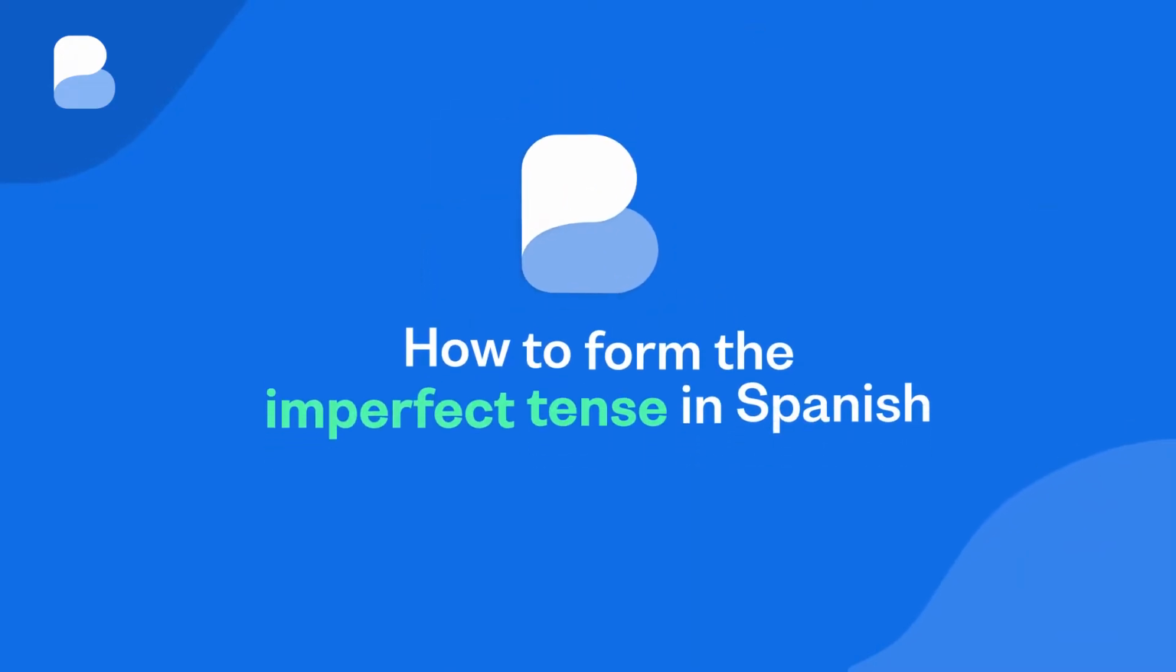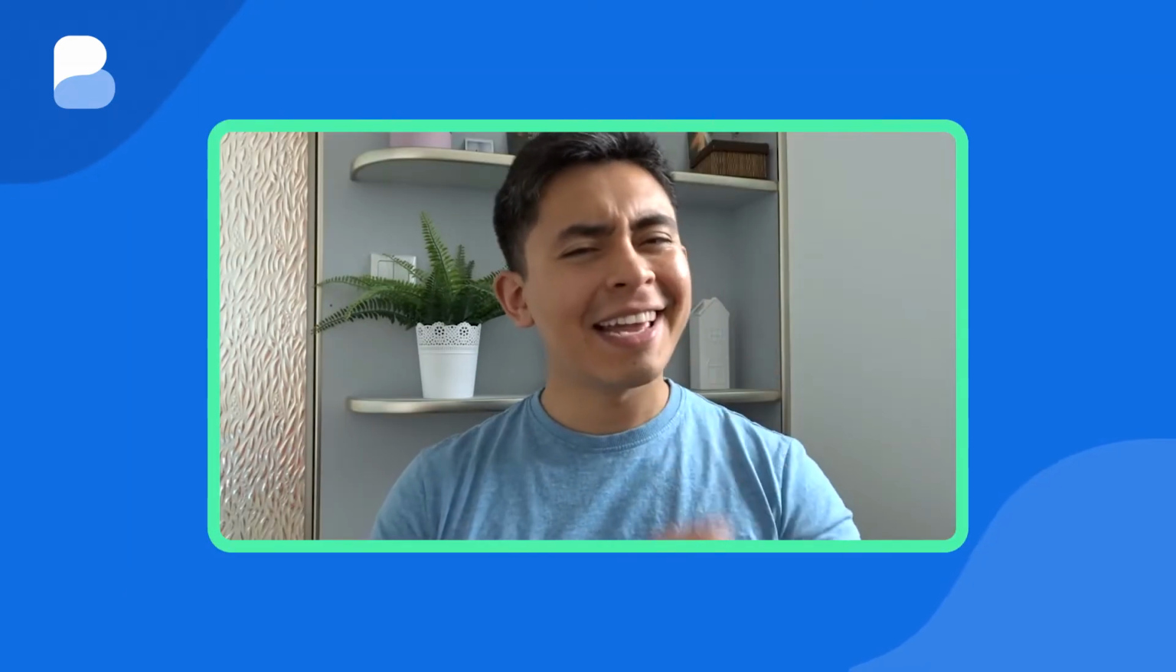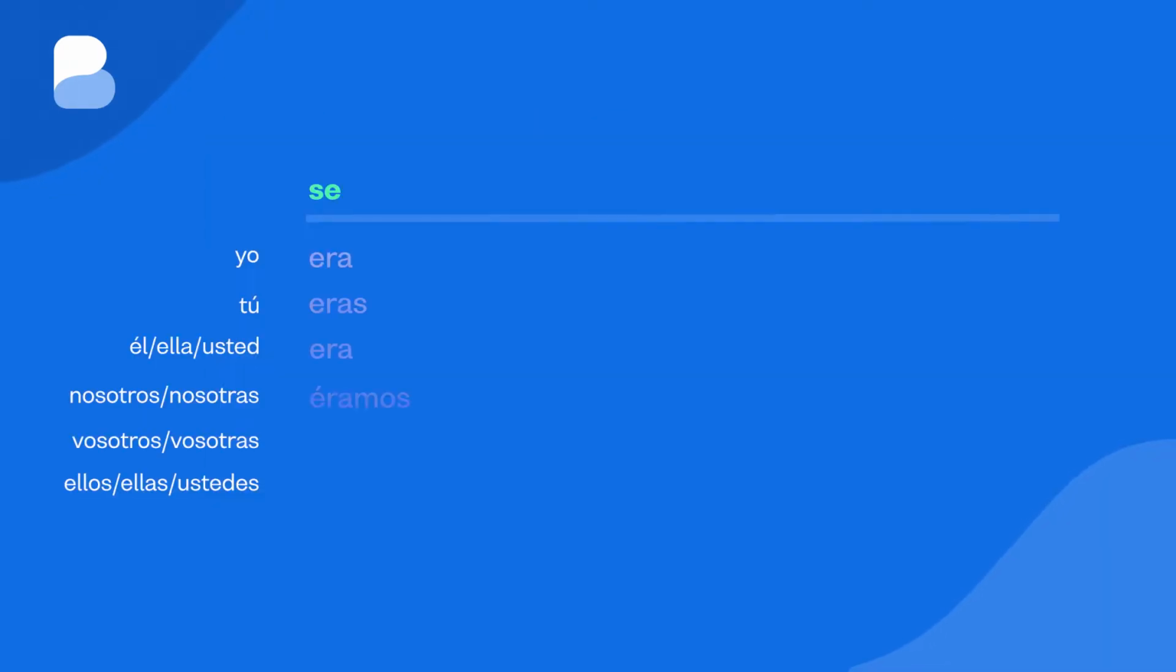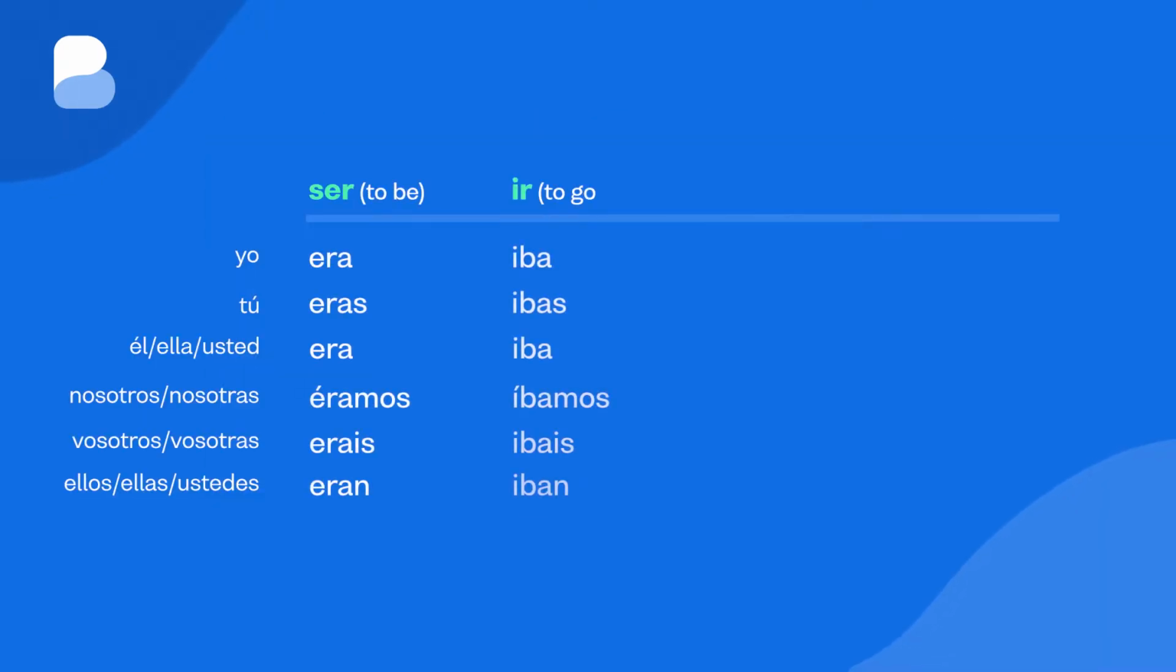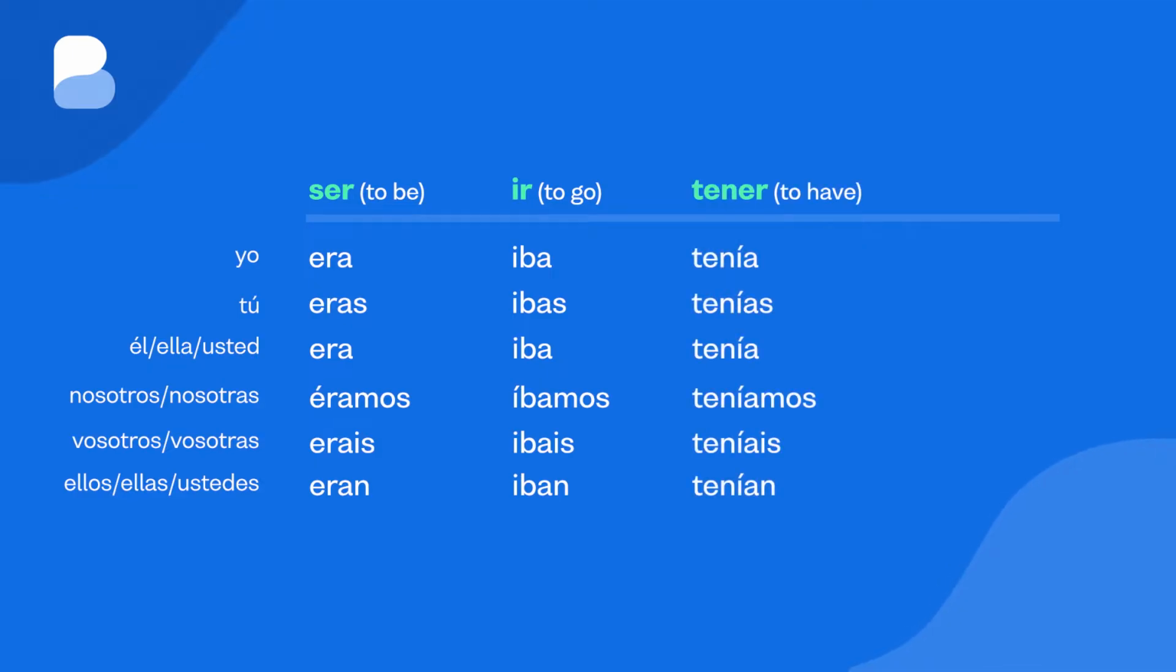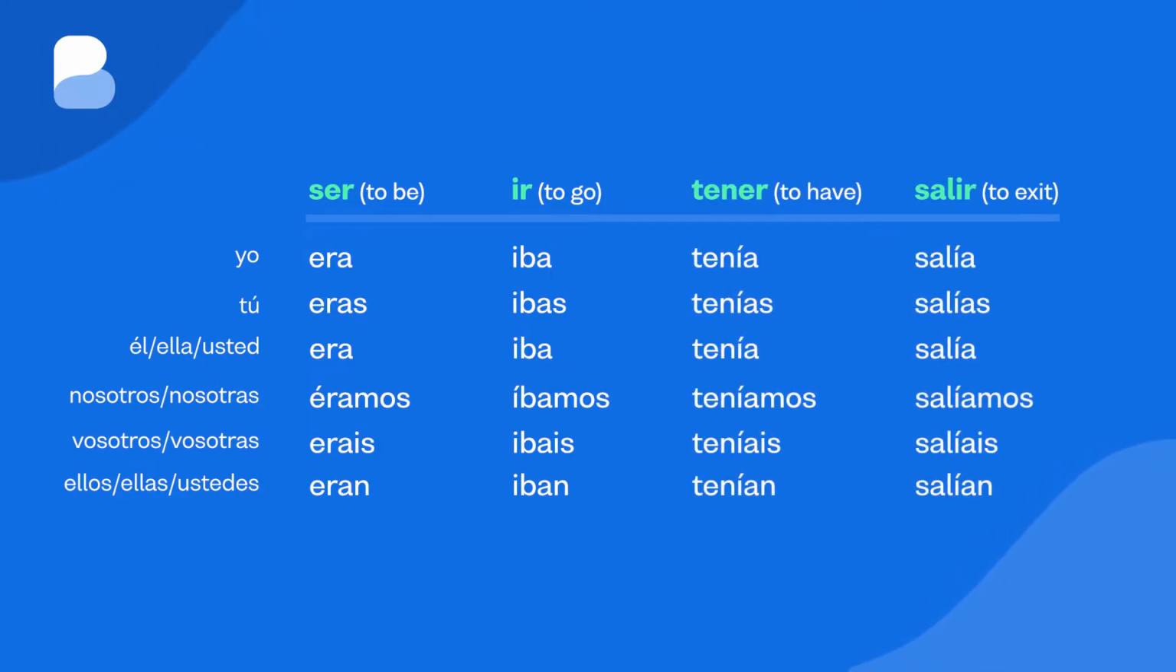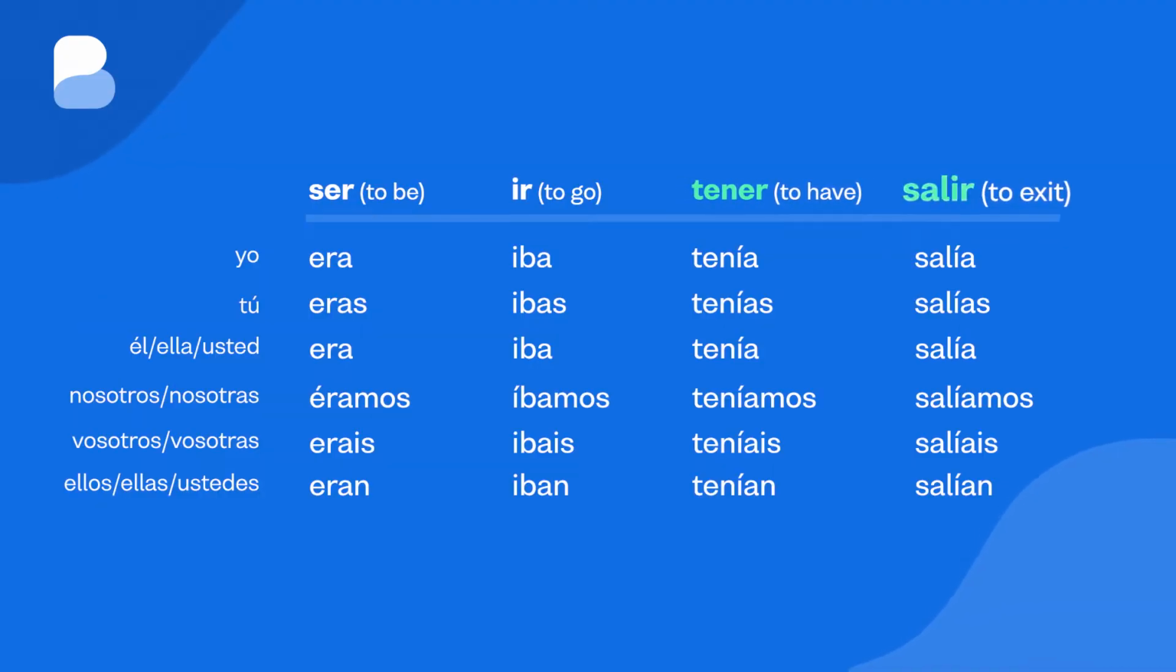How to form the imperfect tense in Spanish? We've got two handy rules to help you learn how to conjugate verbs in the Spanish imperfect. Let's take a look at these four verbs: ser, to be; ir, to go; tener, to have; and salir, to go out, to exit. First rule is that the endings for regular verbs ending in er and ir, like tener and salir, are exactly the same.